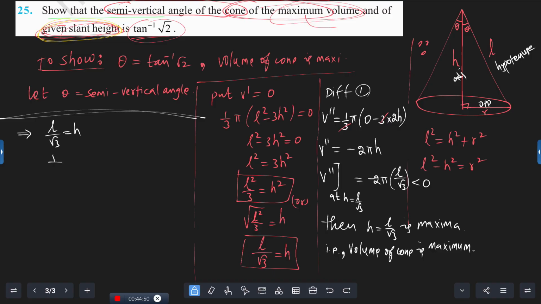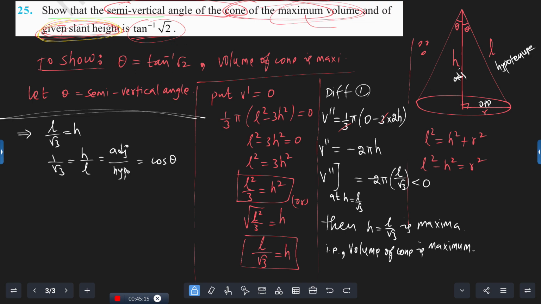L is the hypotenuse. Then 1 divided by root 3 is equal to H divided by L. H is what I said in the diagram, adjacent. L is what I said in the diagram, hypotenuse. So adjacent by hypotenuse means cos theta. Cos theta is equal to 1 by root 3. But I need not cos, I need tan.